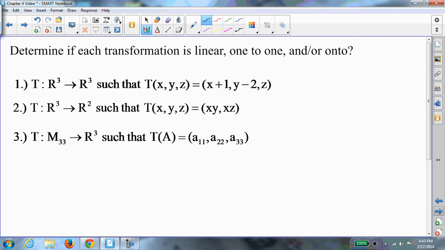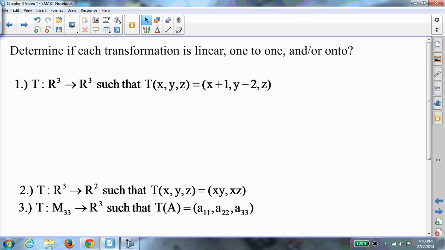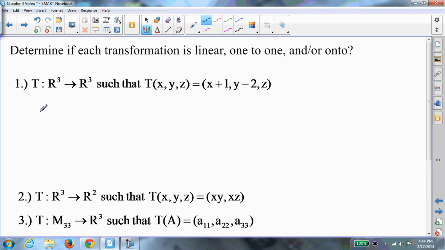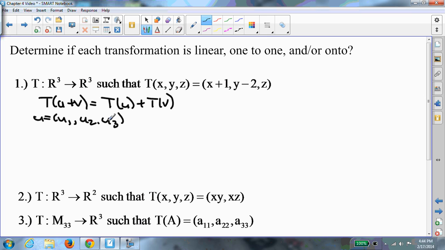Now I want to continue practicing the idea of 1-to-1 and onto, and also look at linear transformations as we go through this. So we're going to do these one at a time. Let's start with our first one. To be a linear transformation means that 2 properties have to hold. T of u plus v has to equal T of u plus T of v. So I'm going to start with that. In this case, let's say u equals my vectors u1, u2, u3, and v, let's define it as v1, v2, and v3.